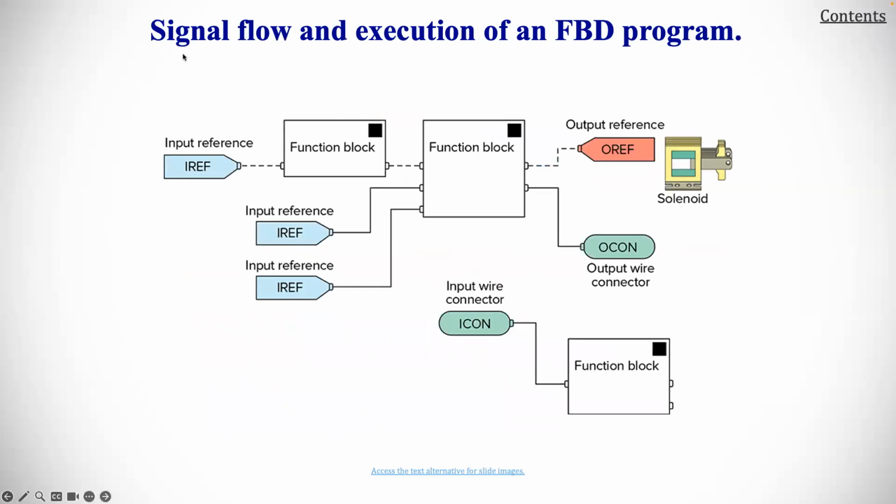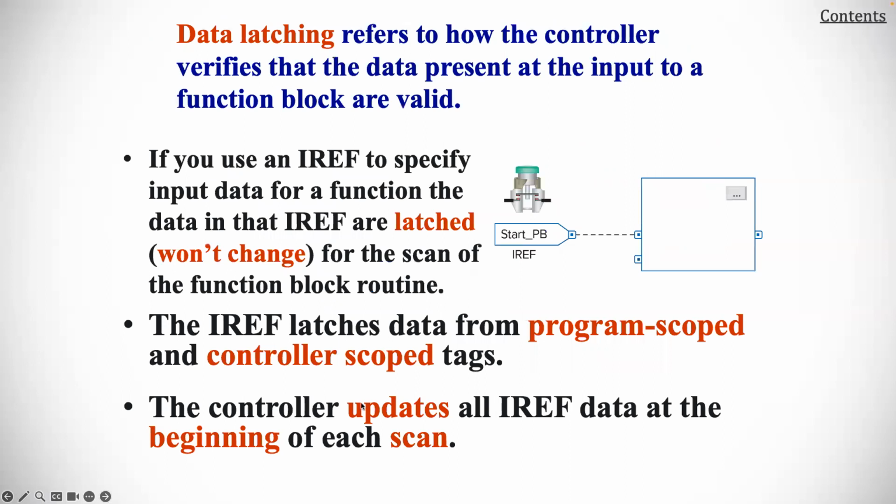Here we see signal flow and execution of an FBD program. So now you're starting to see the things that we've mentioned so far in more detail, and giving you an example. Data latching refers to how the controller verifies that the data present at the input to the functional block are valid. You use an IREF to specify input data for a function.